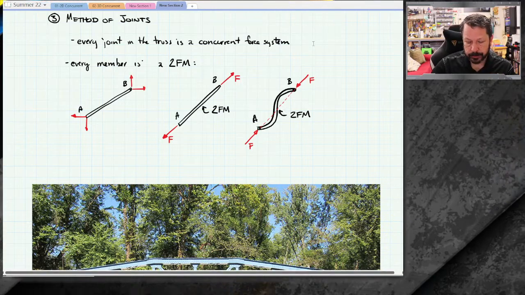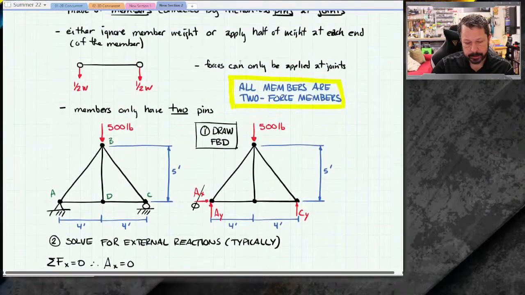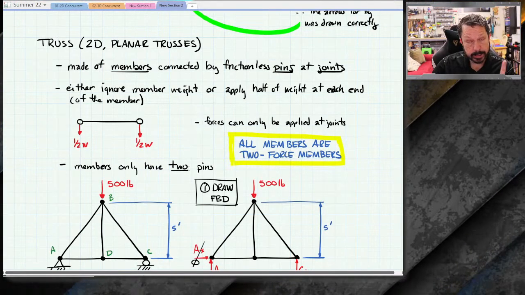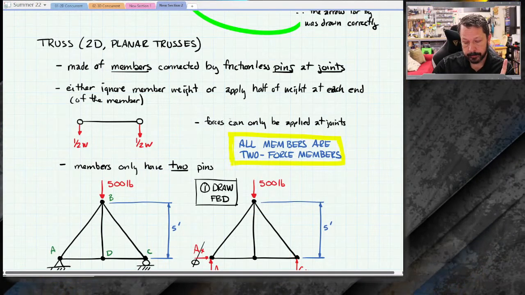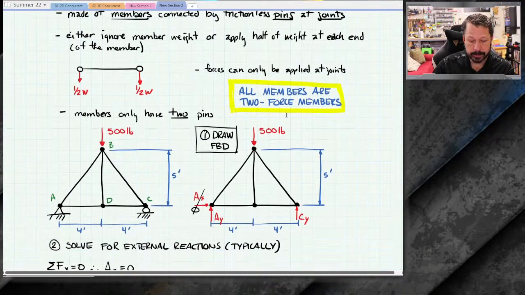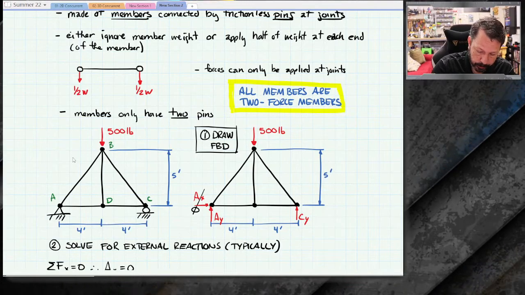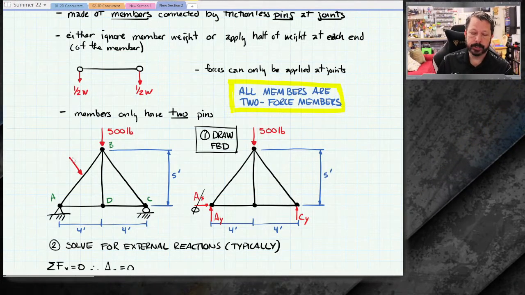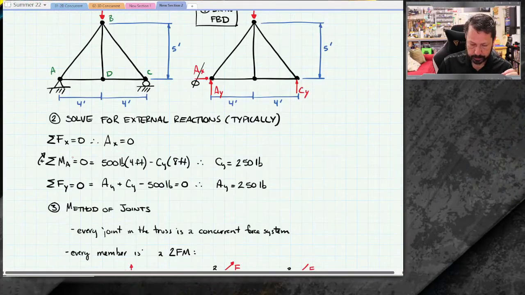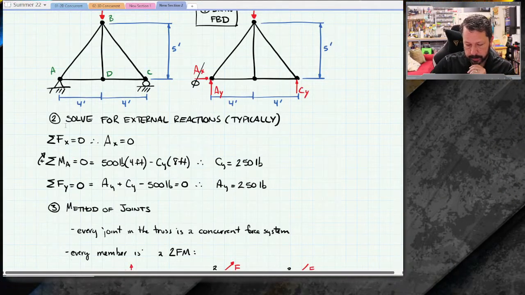Basically, the real rule is that each member only has 2 pins, and their forces are only applied at the joints. So I don't have any forces applied directly to the member. I don't have any force pushing on the member itself. Then it turns it into a frame. And we'll do frames, but that's later.